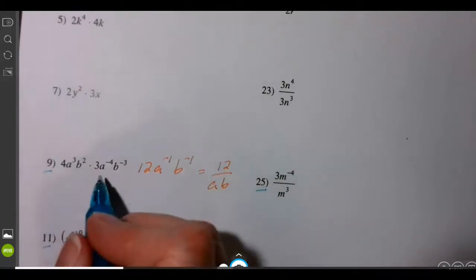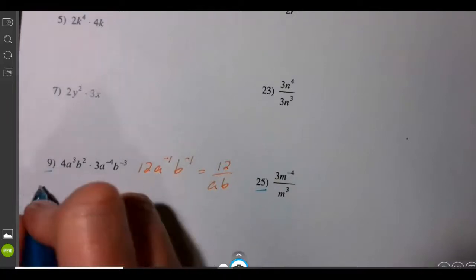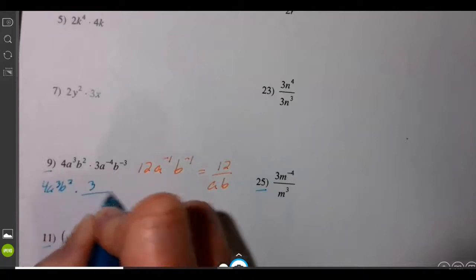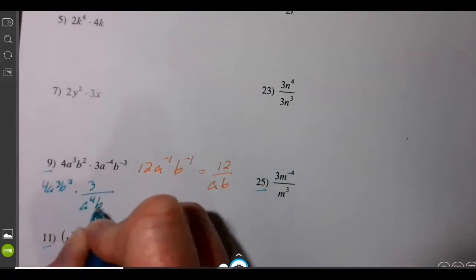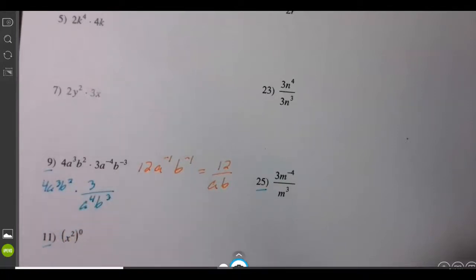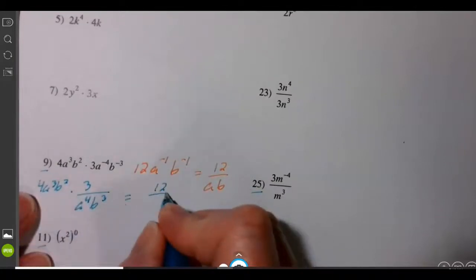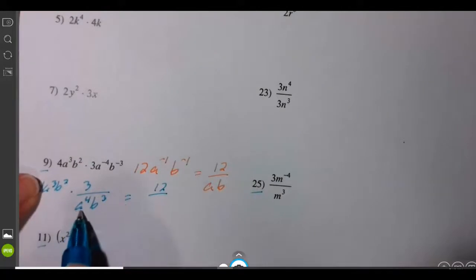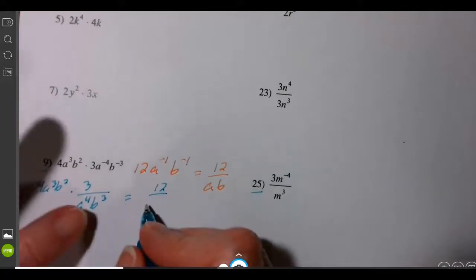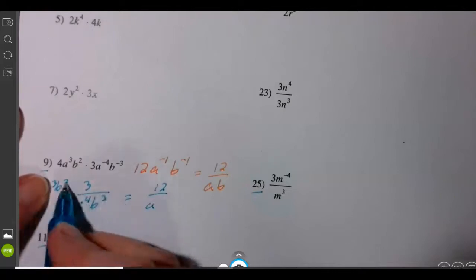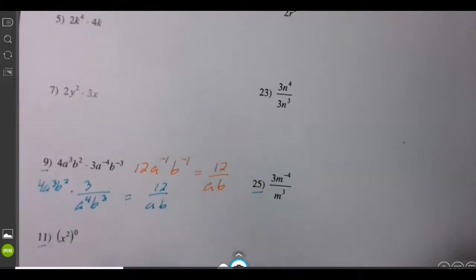The other way I could do it is I could take care of the negative exponent first. So I have 4a to the third b squared times 3 over a to the fourth b to the third. Then what I can do from here, 4 times 3, that stays. Look at the a's. Where's it bigger, top or bottom? Bigger in the bottom. Then I take 4 minus 3, I get a. B, 3 minus 2, again bigger in the bottom.